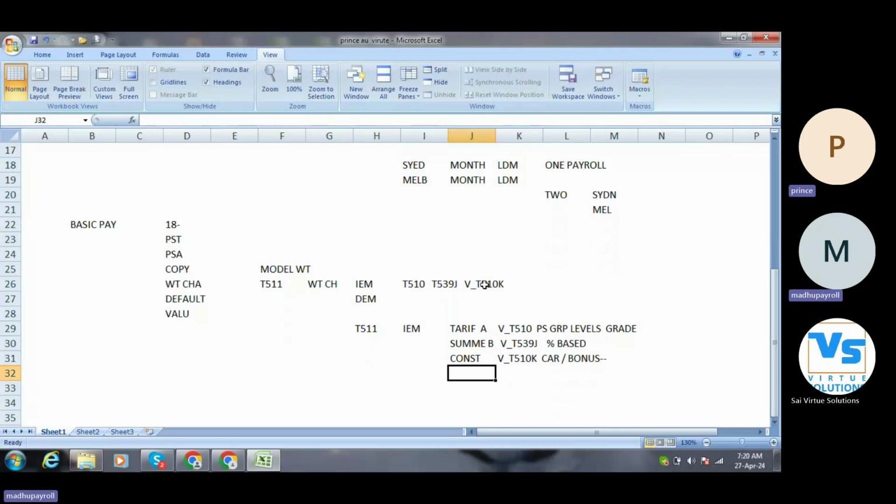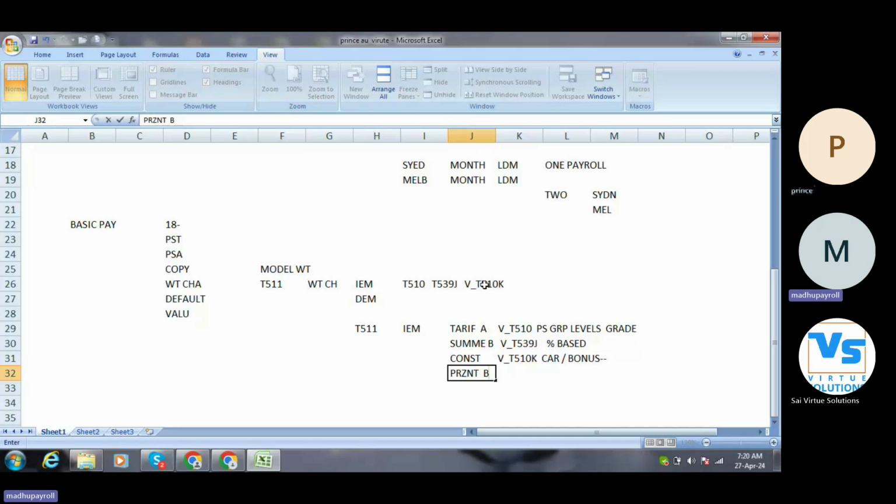In Indian payroll, there is only the indirect evaluation module: inval A, inval B, inval C, D. But in Australian payroll, there is tariff A, some, and CONST. One more thing is also there, PRZ and TB. PRZ and TB are used when you calculate a wage type amount as a percentage based on multiple wage types.